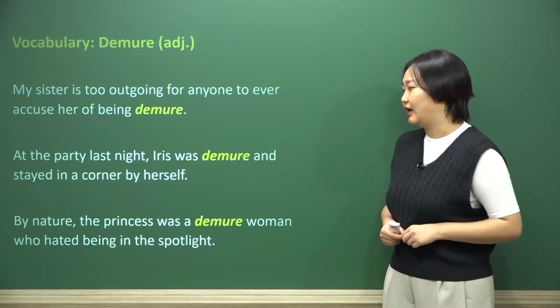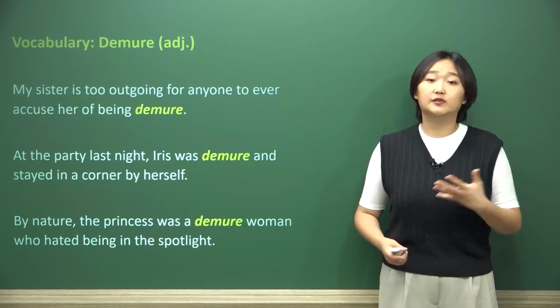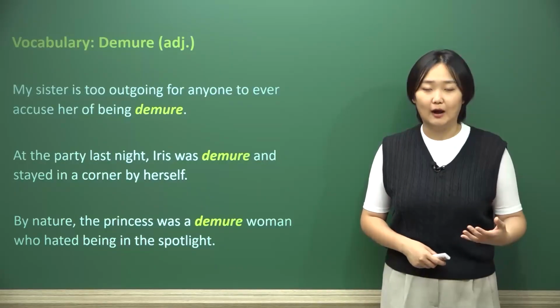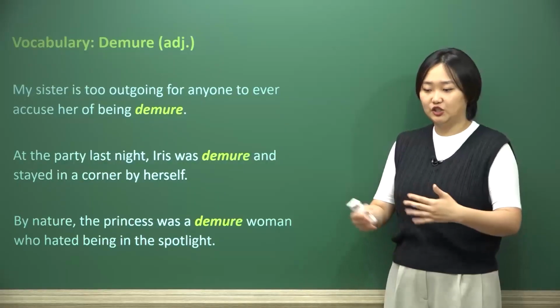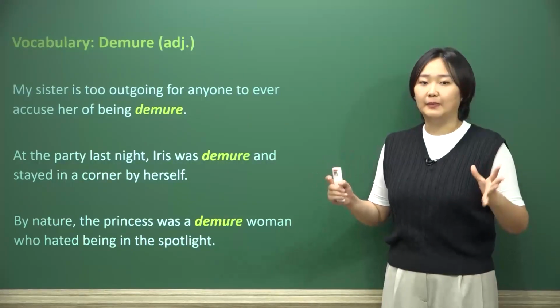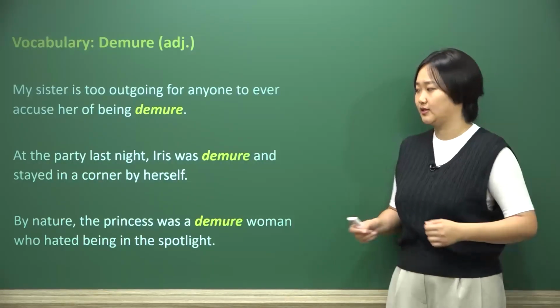At the party last night, Iris was demure and stayed in a corner by herself. She was modest. She was reserved. She was quite serious. She chose not to be out and about and outgoing. She kind of kept to herself. She made sure that she was in her own space. That means that she is demure. She's not trying to go into anybody's space, and she's trying to keep to herself.